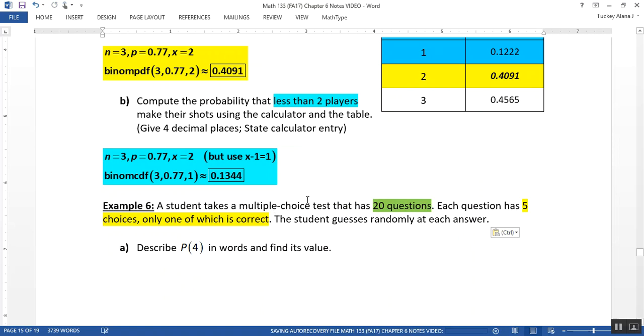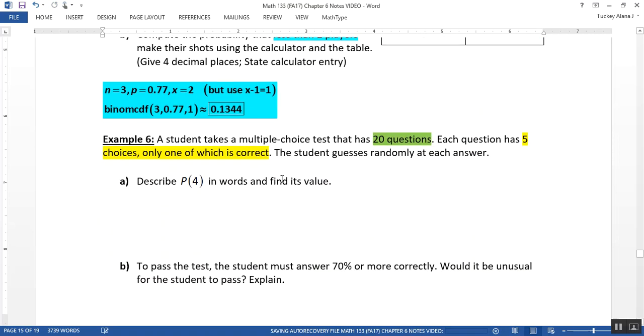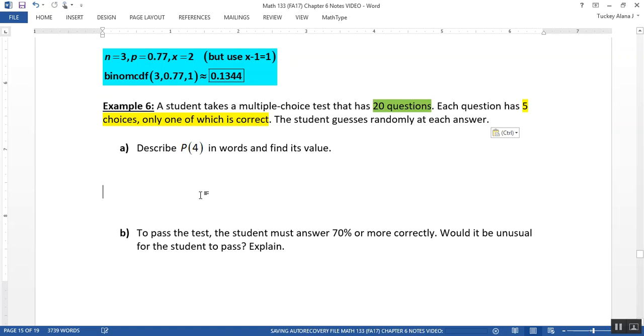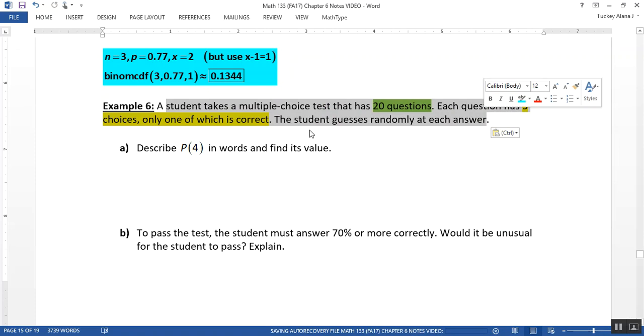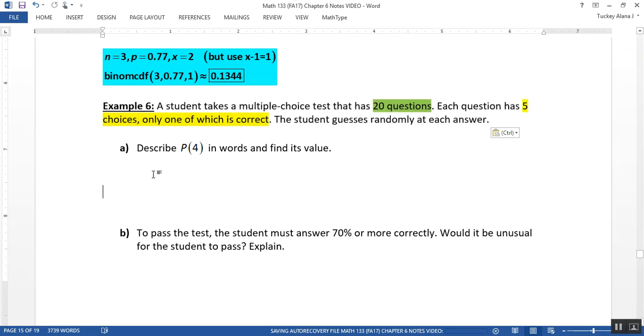So let's continue on using this binomial PDF and binomial CDF for the next example. It says a student takes a multiple choice test that has 20 questions. Each question has 5 choices, only one of which is correct. And the student randomly guesses at each answer. We've already seen this before. We proved a few pages ago that this setup is binomial. You have a fixed number of trials, which is 20. You have the probability of success, which is 1/5, and all that good stuff.